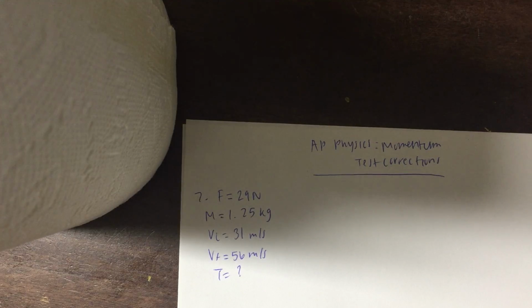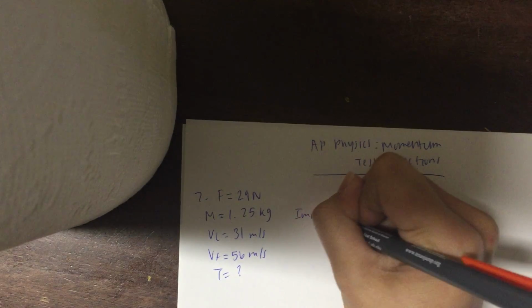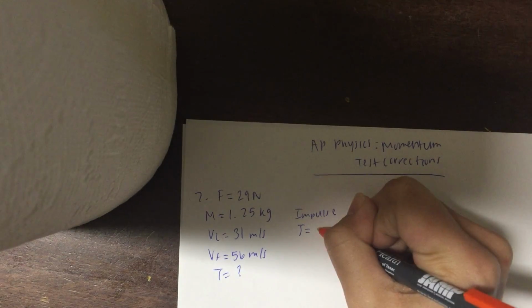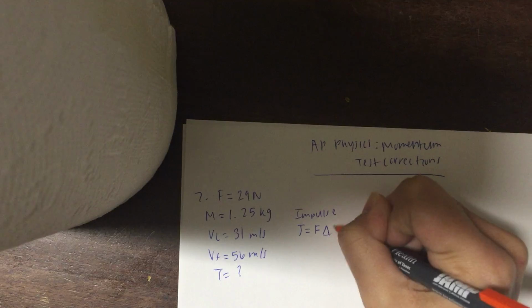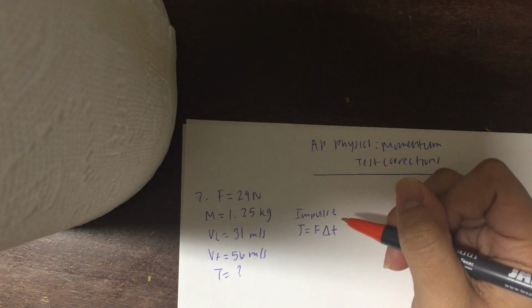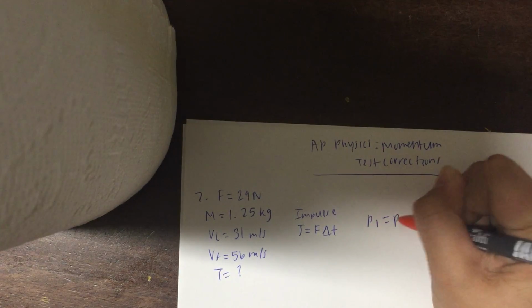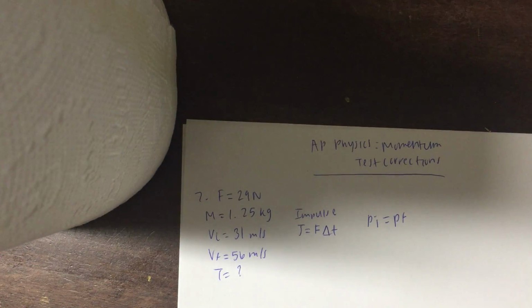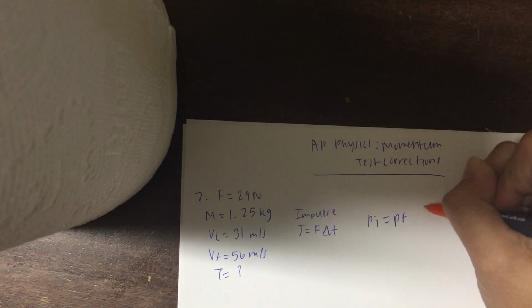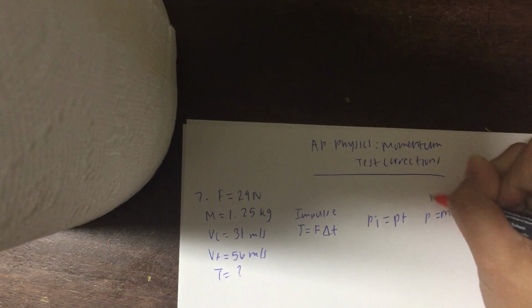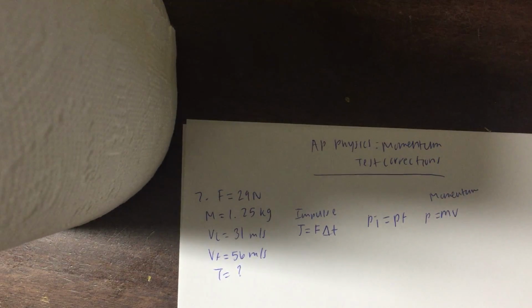So the formula for impulse is J equals force times the time interval, and then the conservation of momentum is the momentum before equals the momentum after. So that's P initial equals P final. Momentum equals P equals mv.